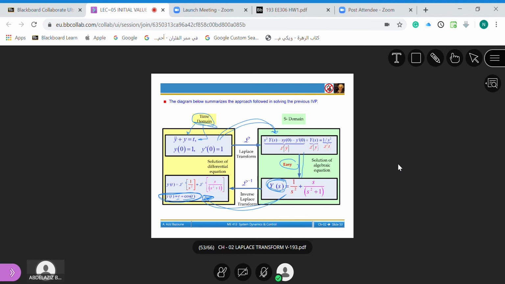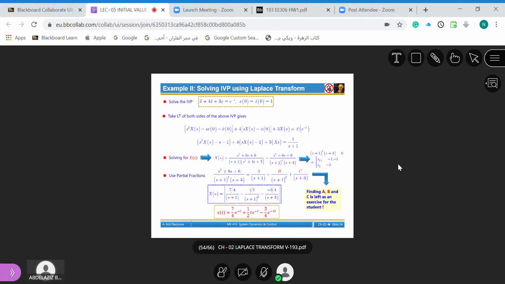Is this clear, Shabab? Any question before we move to something else? Any question? Any question?